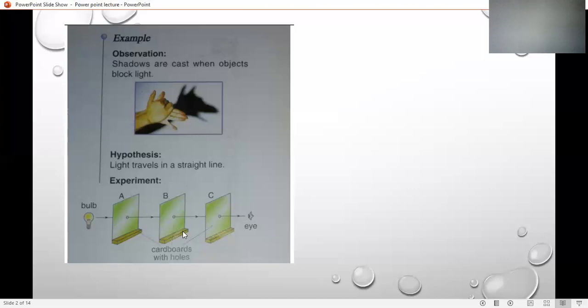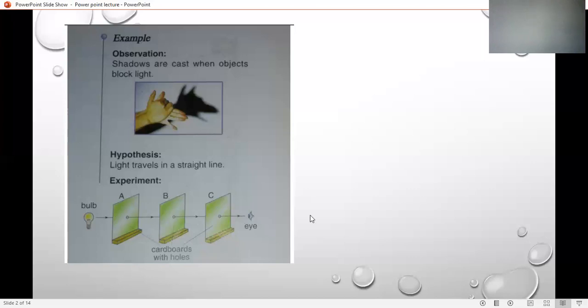What we are going to do is put some blocks of cardboard and make tiny little holes in them, and we make them straight. At one side we turn on a bulb, and on the other side we look from there. Okay, and you can see light is traveling straight to your eyes.